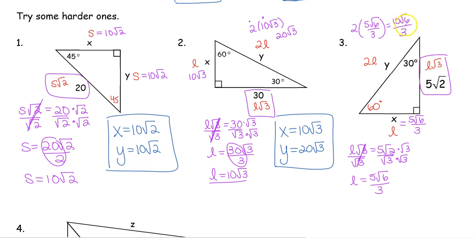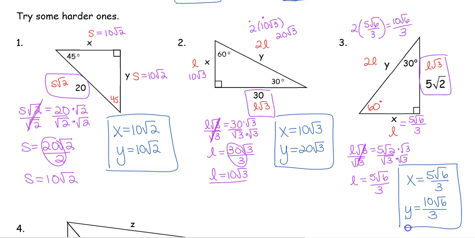Remember, you may want to try to simplify that 6 over 3, but you can't because 6 is inside the radical and 3 is outside the radical. It's all about your location. Inside numbers together, outside numbers together. So we look and here's our missing side x. X is 5 root 6 over 3. And y is 2 times L, so that gives us 10 root 6 all over 3.